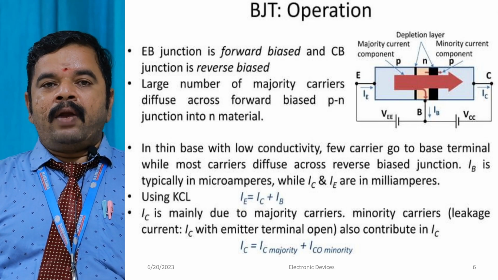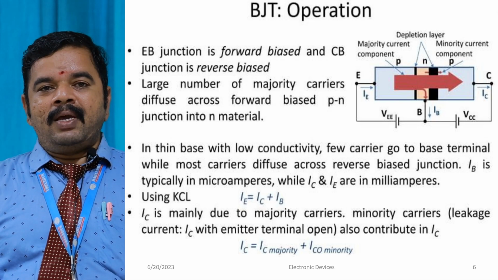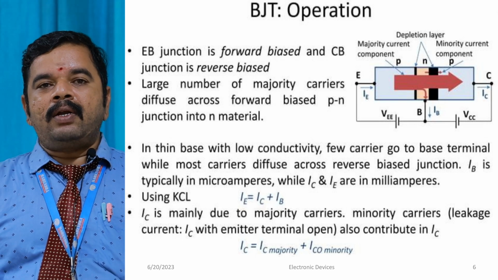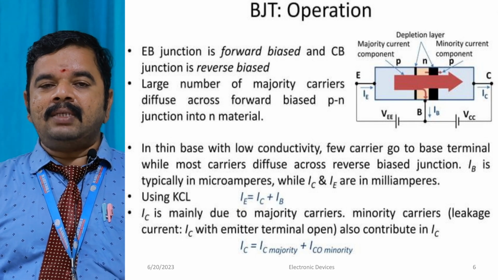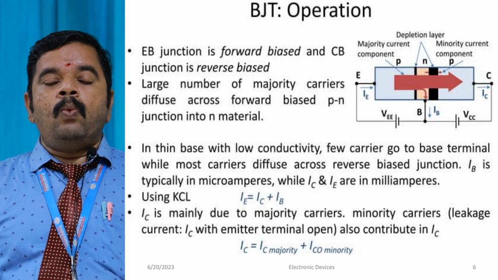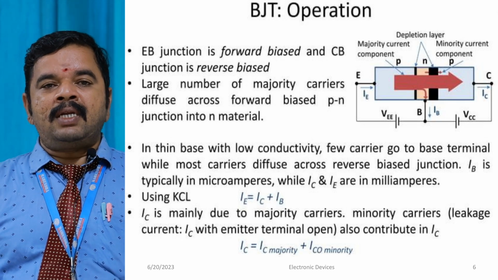At the output side, what do we give? We give reverse bias. What is the output side? Between the collector and base junction. Between the collector and base junction we give reverse bias. Generally we know the difference between forward bias and reverse bias.